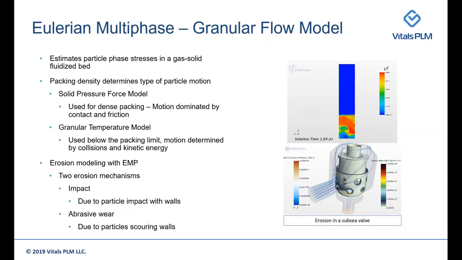The main benefit of having the erosion model in the EMP is that the fields we see for the erosion are smooth and continuous. Whereas in the LMP, to get the same smooth, continuous fields for the erosion, it requires a large number of particles along with turbulent dispersion. And the simulations are not repeatable. So that's the downside of using erosion modeling in the Lagrangian multiphase framework.